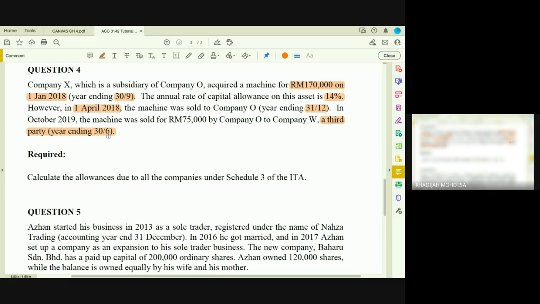Using 1st April 2018 to the acquirer, what is the YA? Acquirer is O, year end is 31st of December. What YA is that? 2018. 2018, because year end 31st December, so 1st April is YA 2018. So to the acquirer YA 2018. To the disposer, YA 2018, what is the basis period?